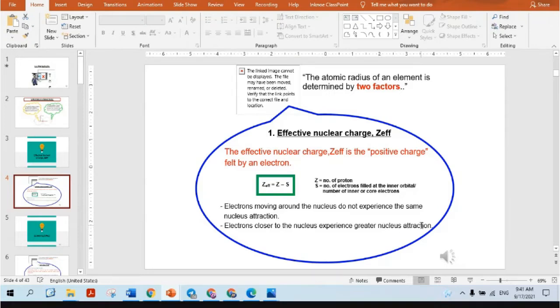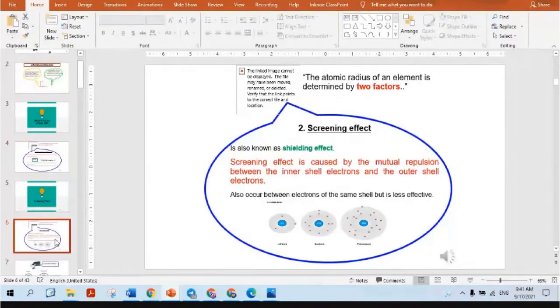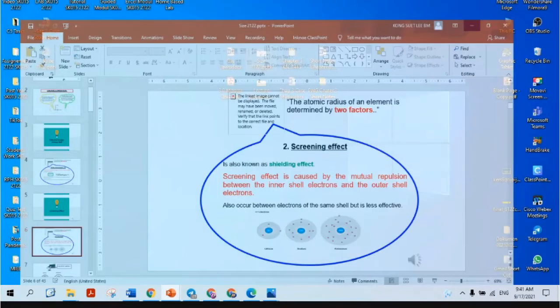attraction. If you check for the screening effect, it's caused by the mutual repulsion between the inner electrons kat dalam and the outer shell. Jadi semakin banyak inner electron, repulsion semakin banyak. Tapi attraction between the nucleus and the valence electron weaker. Semakin banyak petala when the N increases. Okay, now we move on.